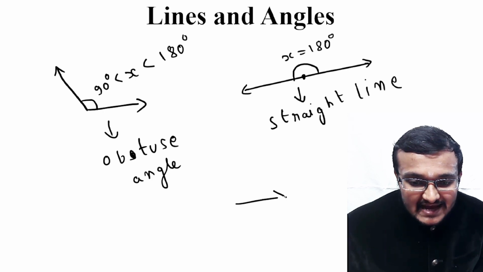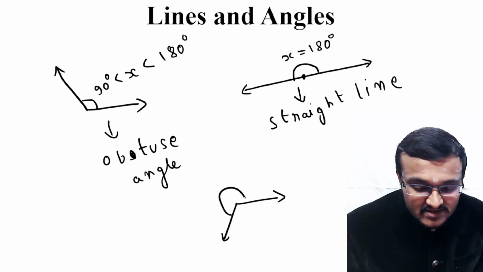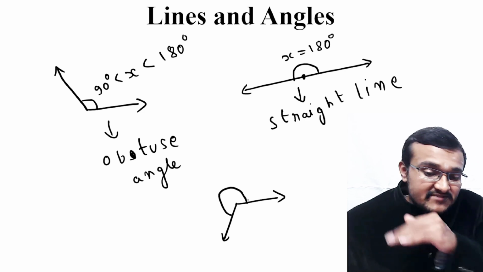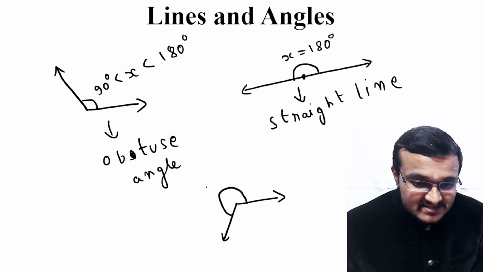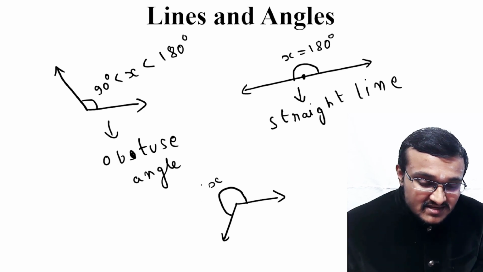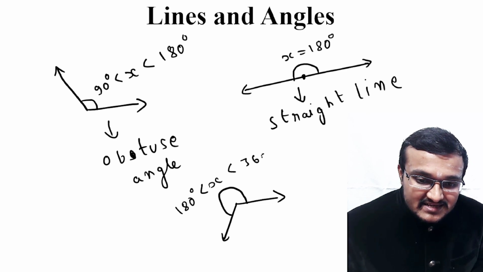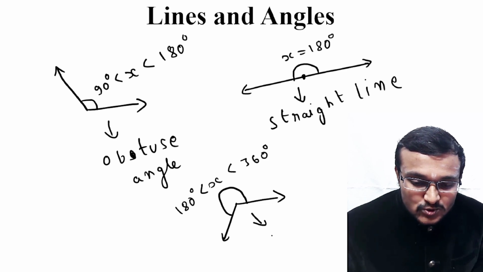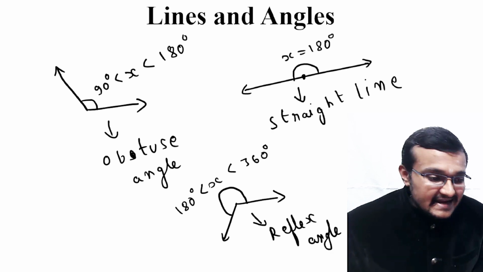Now if you are taking the other part of the rays like this, and if that angle is greater than 180 degrees and less than 360 degrees, so this angle is greater than 180 degrees but less than 360 degrees, then this angle is known as a reflex angle.